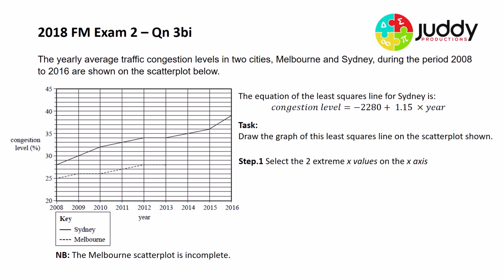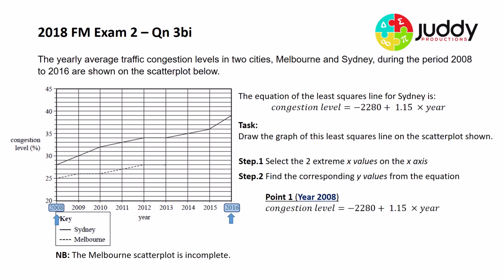Step number 1, select the 2 extreme x values on the x-axis. So the minimum on the far left, the maximum on the far right. Step 2, let's find the corresponding y values for this equation. So the first position is where the year is 2008. Now we're going to substitute in 2008 for the year variable. When we calculate that, we end up with a congestion level for 2008 of 29.2.